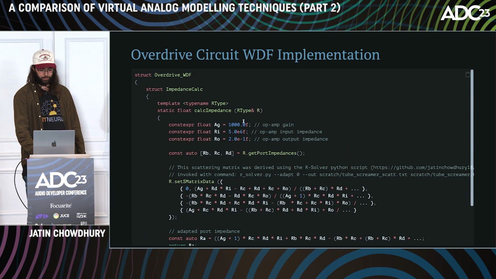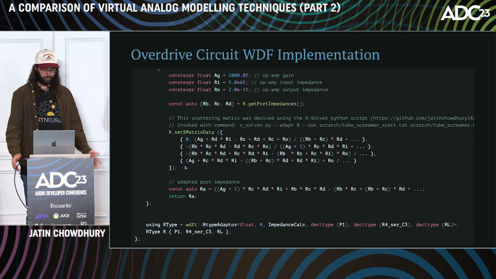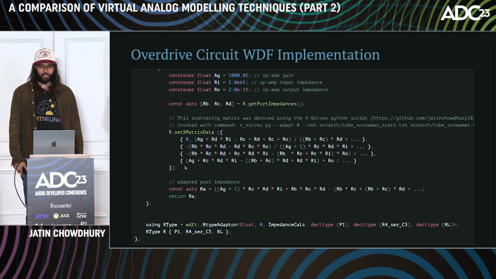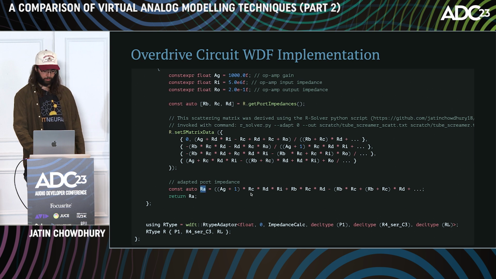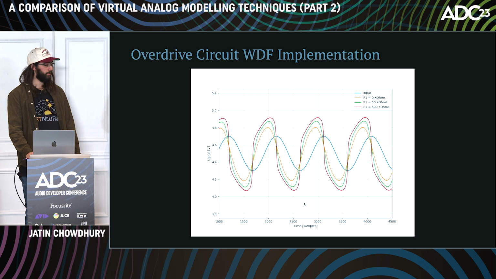But now, once we need to update the impedance of our R-type adapter, we can compute our scattering matrix. This is the one we generated a couple slides ago using Mathematica or whatever. This is a lot of math, but you only have to do it when you're changing your resistor values or when you're setting the sample rate of your model or things like that. If you had to do this every sample, it would be pretty expensive, but because we're not doing it that way, it's not too bad. And then you also need to compute your adapted port impedance and whatever. And then at the end here, you can define your R-type adapter using the impedance calculator that we just set up. So now we have our wave digital filter implementation.